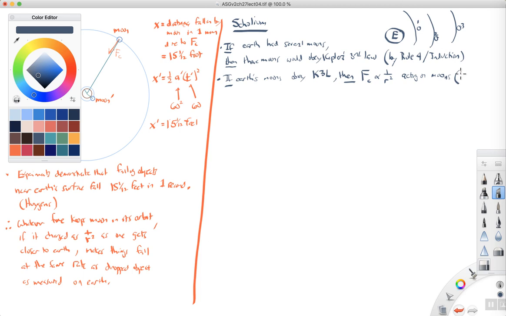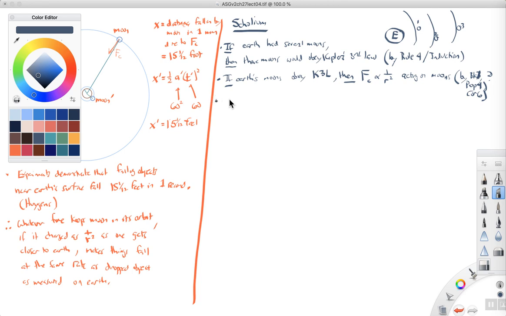We would know this by book 3, proposition 1. I'm sorry, did I get that right? I don't remember which one this is, so let me put a question mark here. But if something obeys Kepler's third law, then there's a 1 over r squared force acting on it. This is actually book 1, proposition 4, corollary 6. That's right. Okay, all right, good so far.